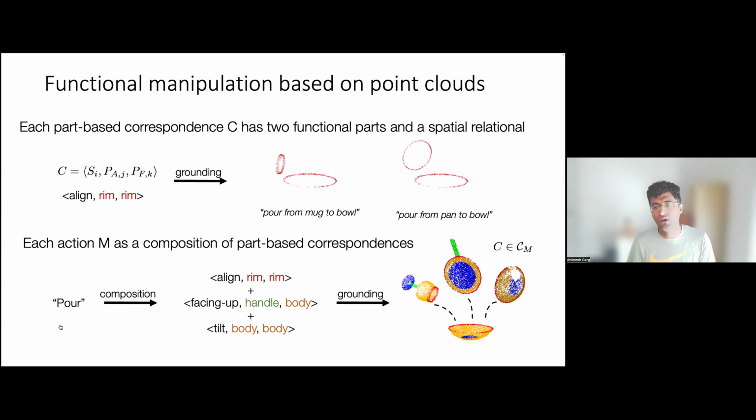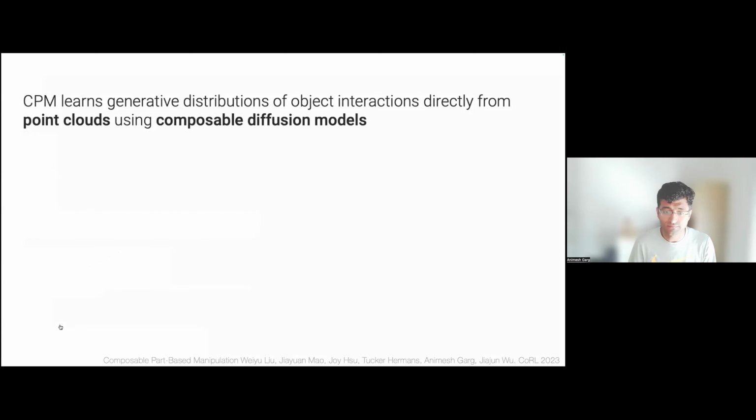And in doing so, you are basically learning what I would call effectively action concepts. So you're learning that pour from mug to bowl doesn't really depend on the shape of the mug. It really depends on the fact that there will be a region in the mug that the stuff will come out of, and then there will be a region on the bowl that the stuff will go into. As long as they are aligned, we are good to go. It basically gives you a kind of generalization that would otherwise not be possible explicitly.